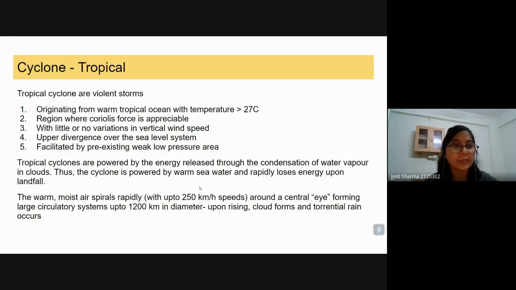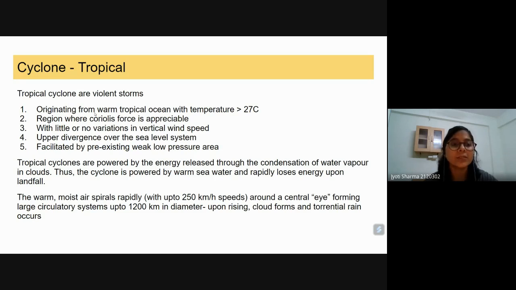Okay, so next let's talk about the cyclones. There are two types of cyclone. One is the tropical, and the second is extratropical. Here we only talk about the tropical cyclones. So what are these tropical cyclones? For that, there are five conditions that must be met before the formation of a tropical cyclone.